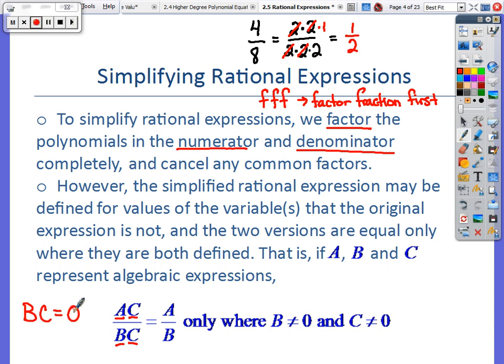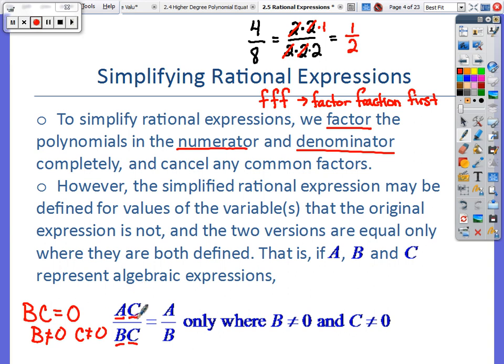Use your zero factor property. Set both factors B and C equal to 0. And look, B cannot be 0, C cannot be 0. We have to identify the undefined values, especially when we get to solving, because there are going to be solutions that don't satisfy the original rational equation, and we have to identify those. So the best way of doing that is to do it before you cancel.